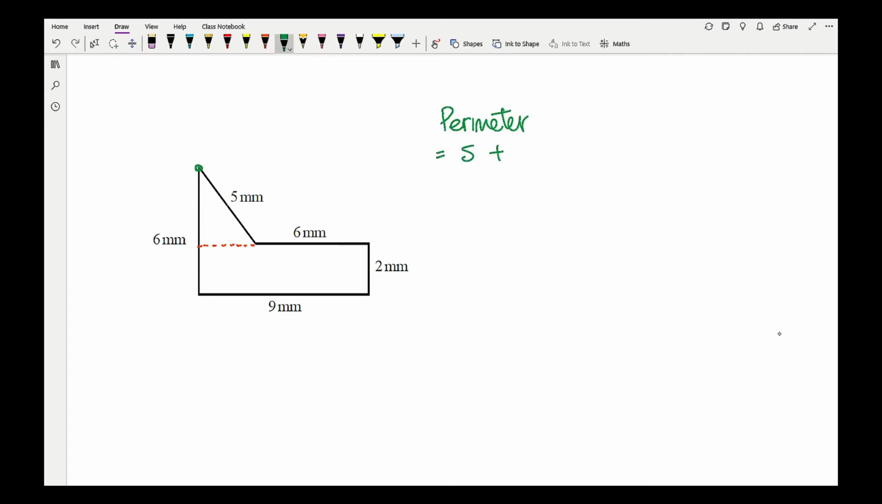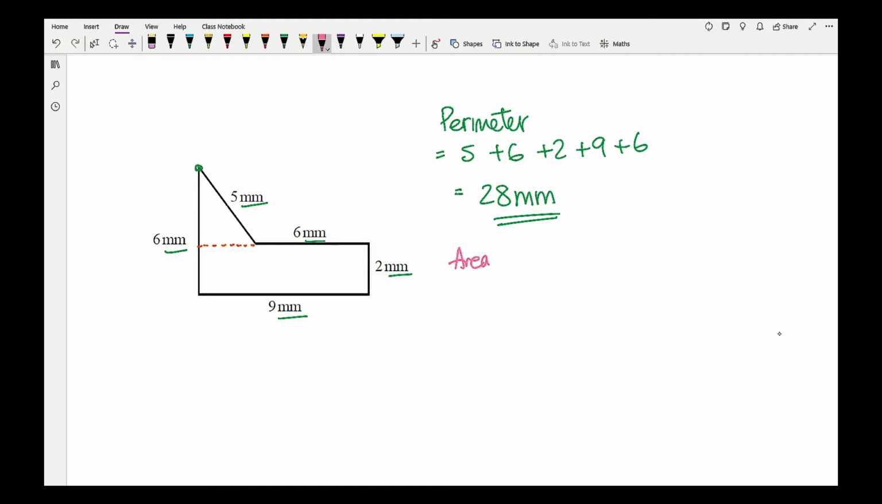So I've got 5 plus 6 plus 2 plus 9 plus 6. Again, before I continue, just make sure that all the units are the same. None of those are in centimeters, they're all in millimeters, so that's all good. So adding these up, I've got 5 plus 6, which is 11, 13, 22, 28. So it's going to be 28, and it's in millimeters. There's my final answer. Now, moving on to the area.